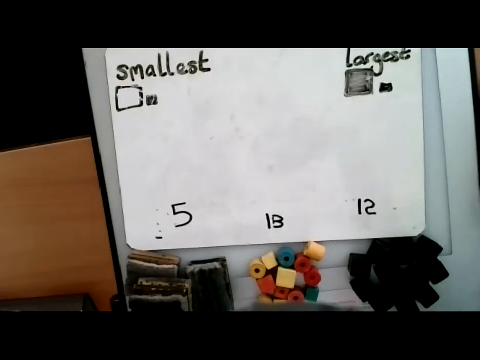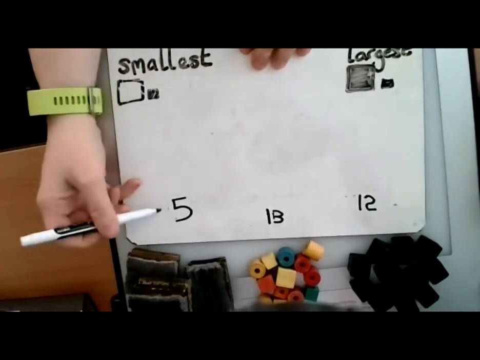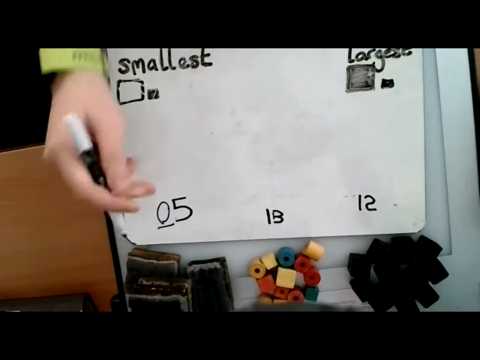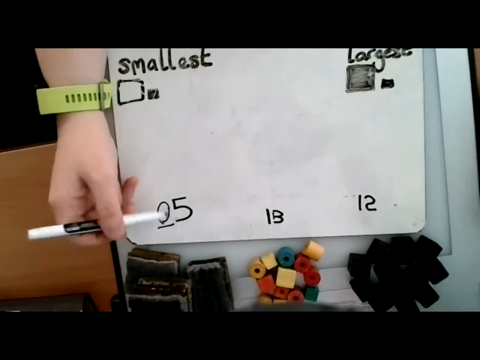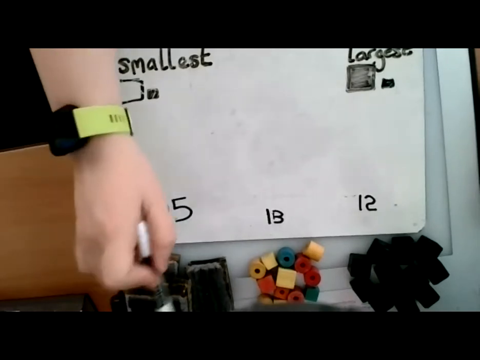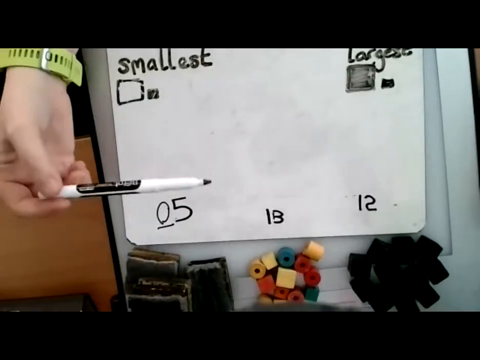We can split all these numbers into 2 groups, their tens and ones. So let's see, 5. How many tens does 5 have? 5 has 0 tens, so 1 group of 0. And how many ones does it have? 5 has 5 ones. So I've got 0 tens and 5 ones.